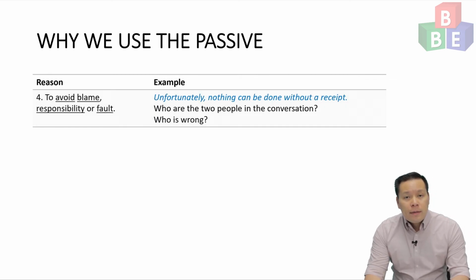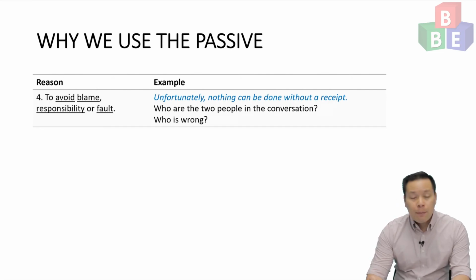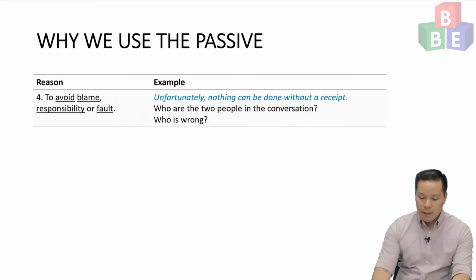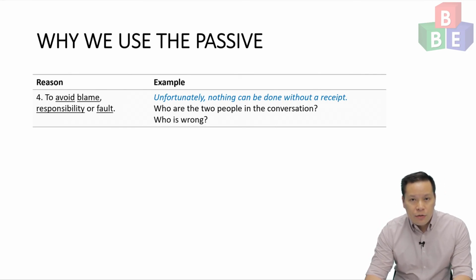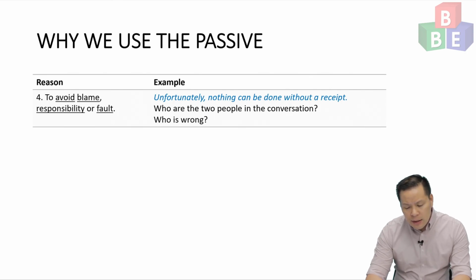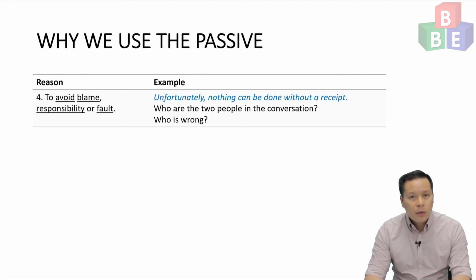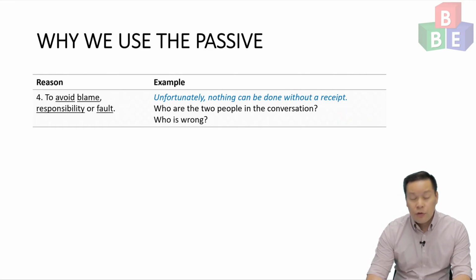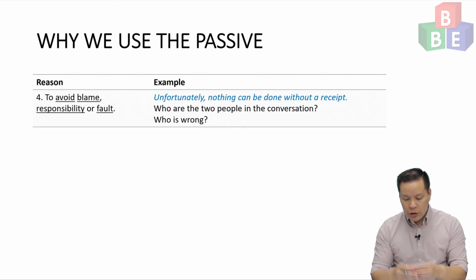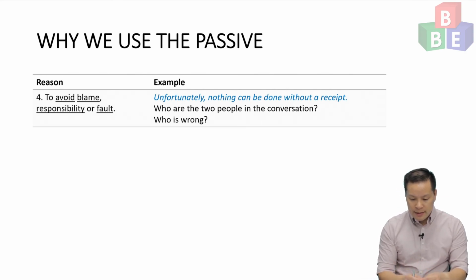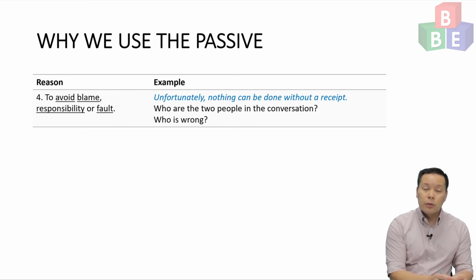4. We use the passive to avoid blame, responsibility, or fault. For example, "Unfortunately, nothing can be done without a receipt." So in this example, think about who is talking to who. Who are the two people in the conversation? Well, it looks like we're in a shop and a shop assistant is talking to a customer.